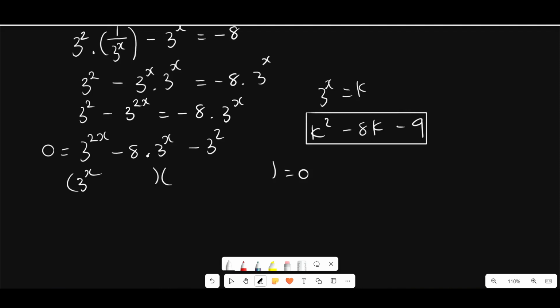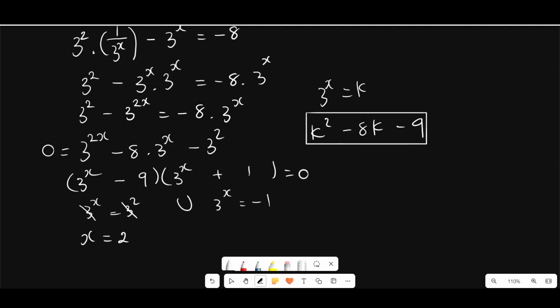So therefore I'll have 3x, and then you can factorize this one here, right? So therefore I'll have 3x, then I'll have 3x here. Therefore here I have 9 and 1. Then here there's a negative, so therefore negative and positive. Therefore 3x should be equal to 3 squared, because 9 is 3 squared, or 3x should be equal to negative 1. So what does that mean? It means that, well, x in that case is equal to 2, because you're dropping the bases.